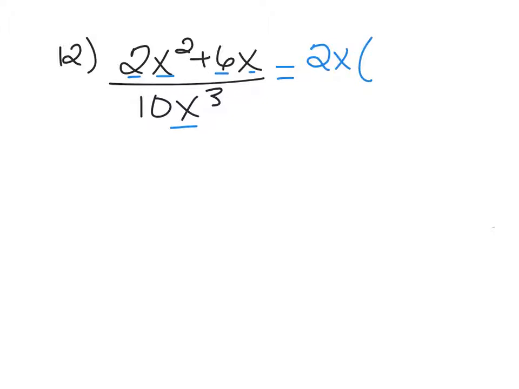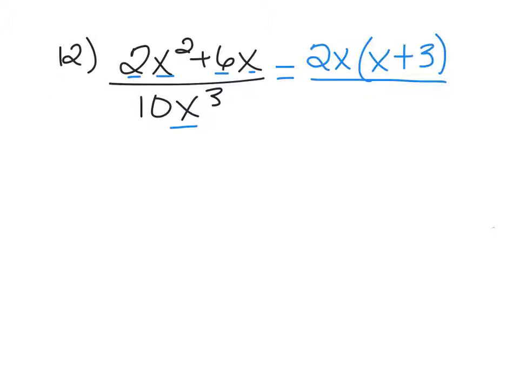So 2x times what would give me 2x squared? That's going to be x. So 2x times x is 2x squared. Plus 2 times 3 would give me that 6, and then x is just by itself. So 2x times 3 gives me that 6x. So that numerator is now factored.